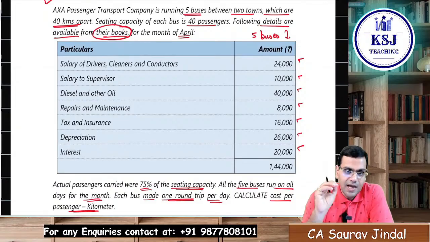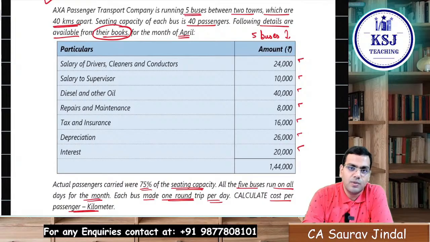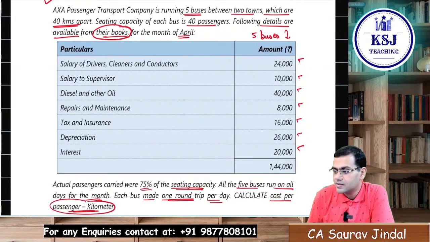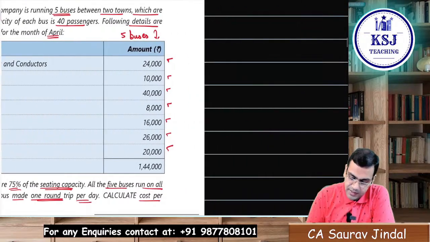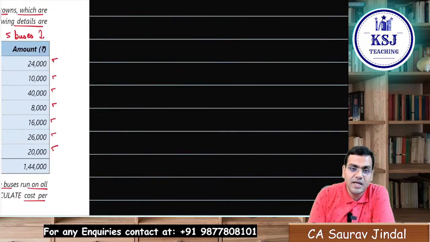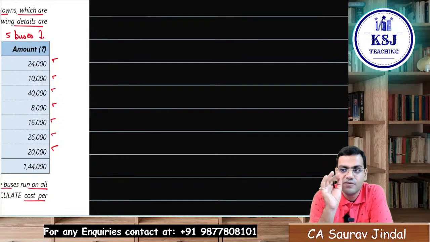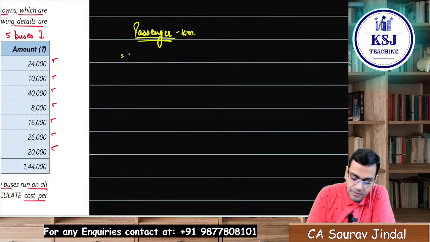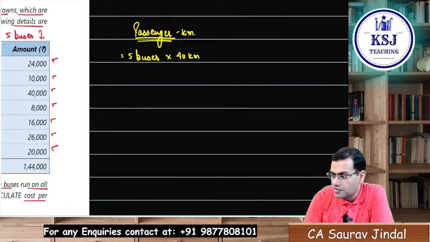Right? Why this information is important? Why this is important to identify that whether this is for 5 bus or 1 bus? Because accordingly we will be calculating the passenger kilometers, right? All 5 bus, right? So what will be my passenger kilometer? If all the cost is given for 5 buses, your passenger kilometer should also be for 5 buses. What will be the passenger kilometer? That will be 5 buses. What is the distance? That is 40 kilometers, right?